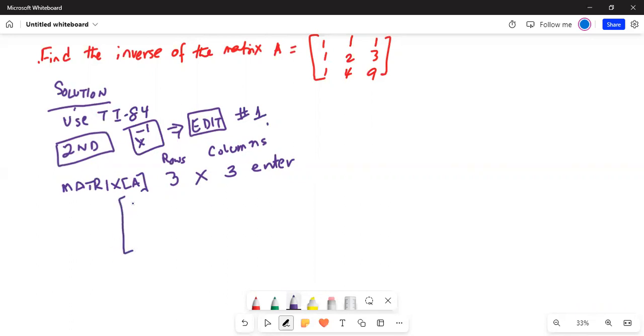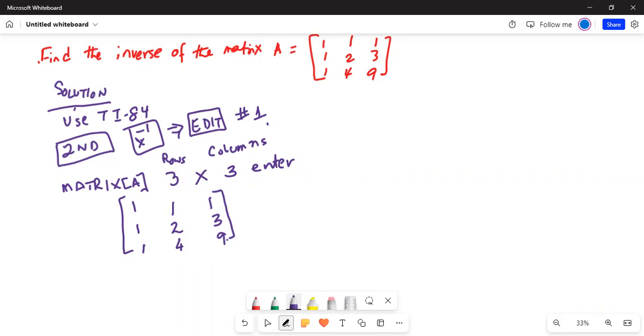Then enter the data. You'll enter by row. So 1, enter, 1, enter, 1. Next row is 1, 2, and 3: 1, enter, 2, enter, 3. That's the second row. The third row is 1, enter, 4, enter, 9, and that completes the matrix A.